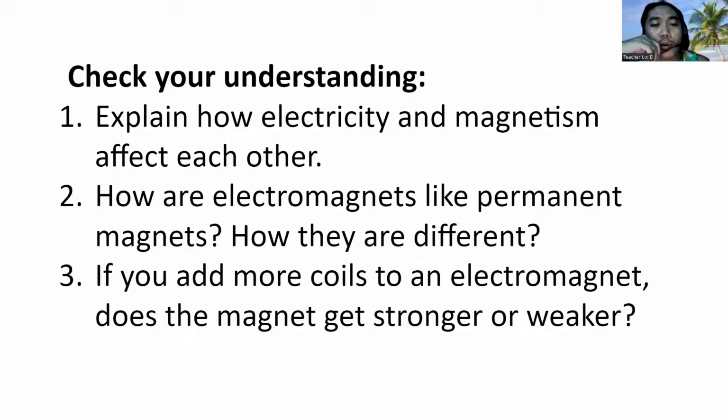So if you add more coils to an electromagnet, does the magnet get stronger or weaker? So the magnet gets stronger kasi the more number of coils in the iron rod, the stronger it gets.